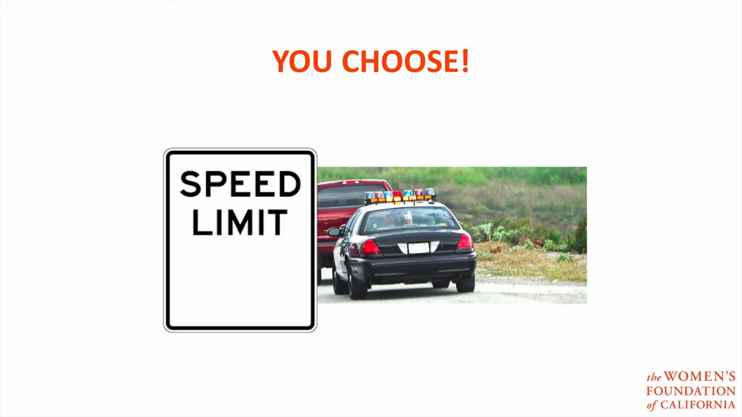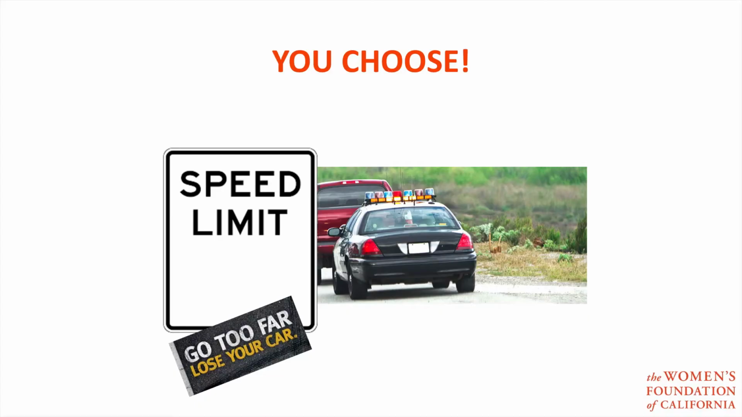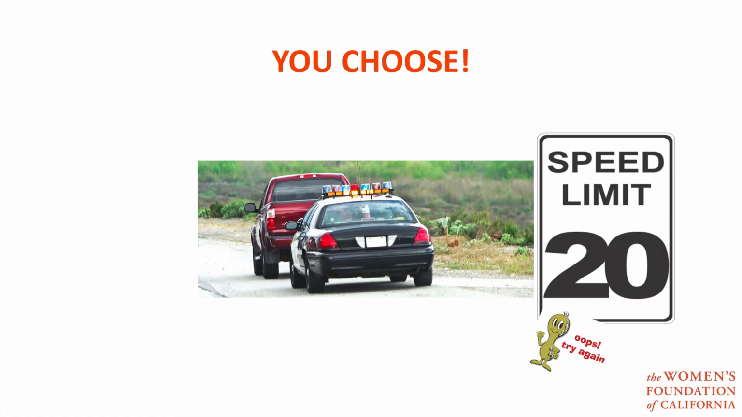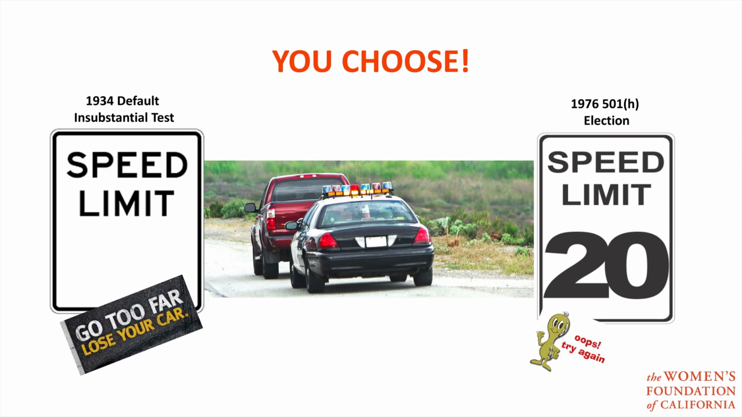Do you want to drive down the freeway and only the police know what the speed limit is? And if they pull you over and tell you you've gone over the speed limit that only they know, they not only fine you, they take your car. So if you go over the insubstantial limit, which only they know, you get fined and they take your nonprofit. Or do you want to drive down the freeway and both you and the police know what the speed limit is? And even if you go over the speed limit, they say, you know what, it's okay, keep going for another couple of years. The choice seems pretty clear.